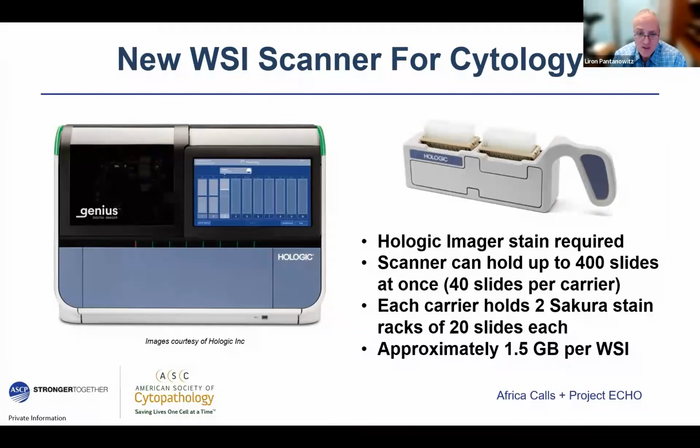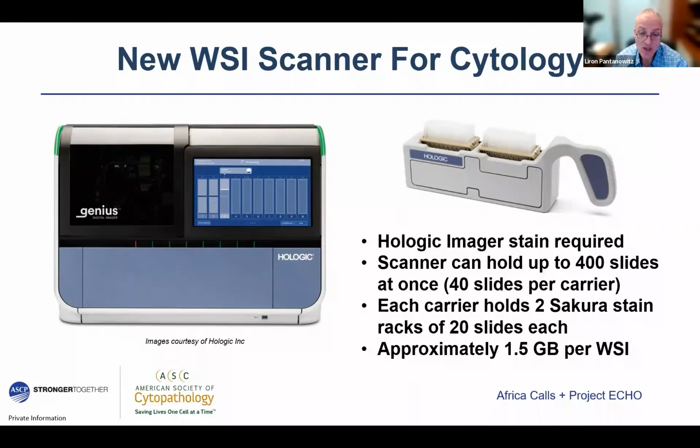This is what the scanner looks like. It's called a Genius scanner. Now, if you do decide to use the system, you have to use Hologic's Imager stain. You can't just take any slide and put it on and have the algorithm run that. The scanner can use other slides to digitize, but if you want them to be analyzed by the algorithm, you need to use the Hologic Imager stain.